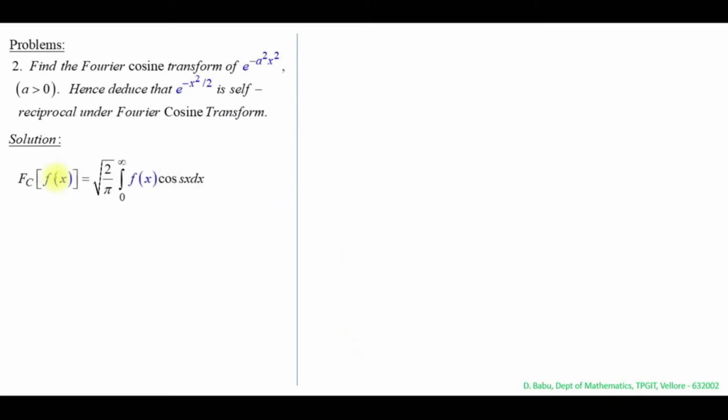So what is the Fourier cosine of f of x formula? Square root of 2 by pi, integral from 0 to infinity of f of x cos sx dx. Therefore, Fourier cosine of e power minus a square x square equals square root of 2 by pi, integral from 0 to infinity of e power minus a square x square cos sx dx.